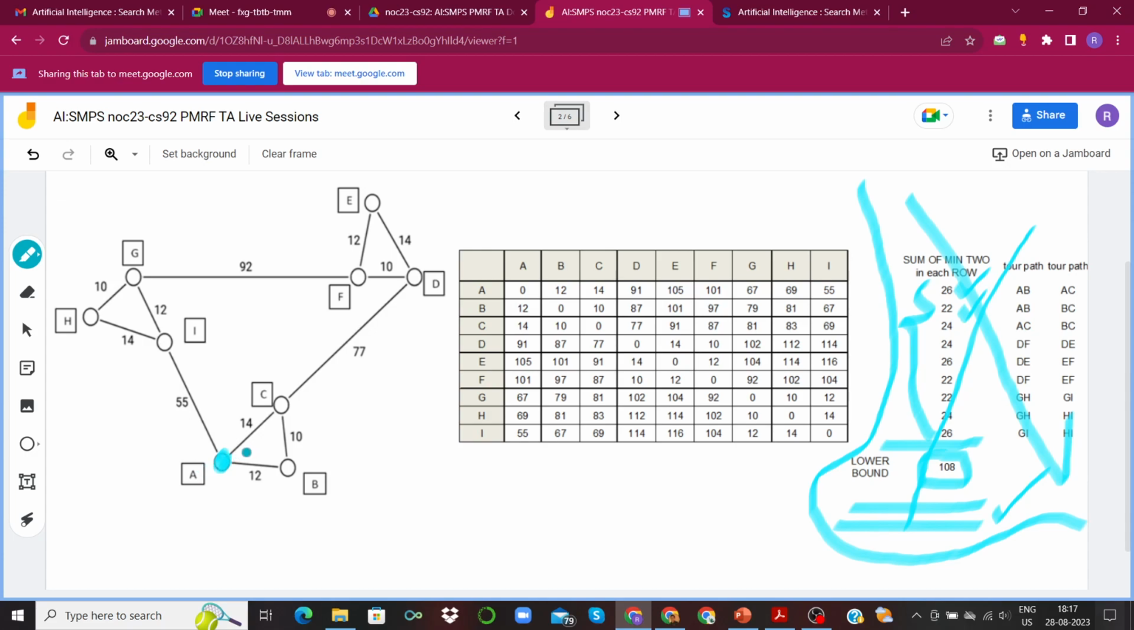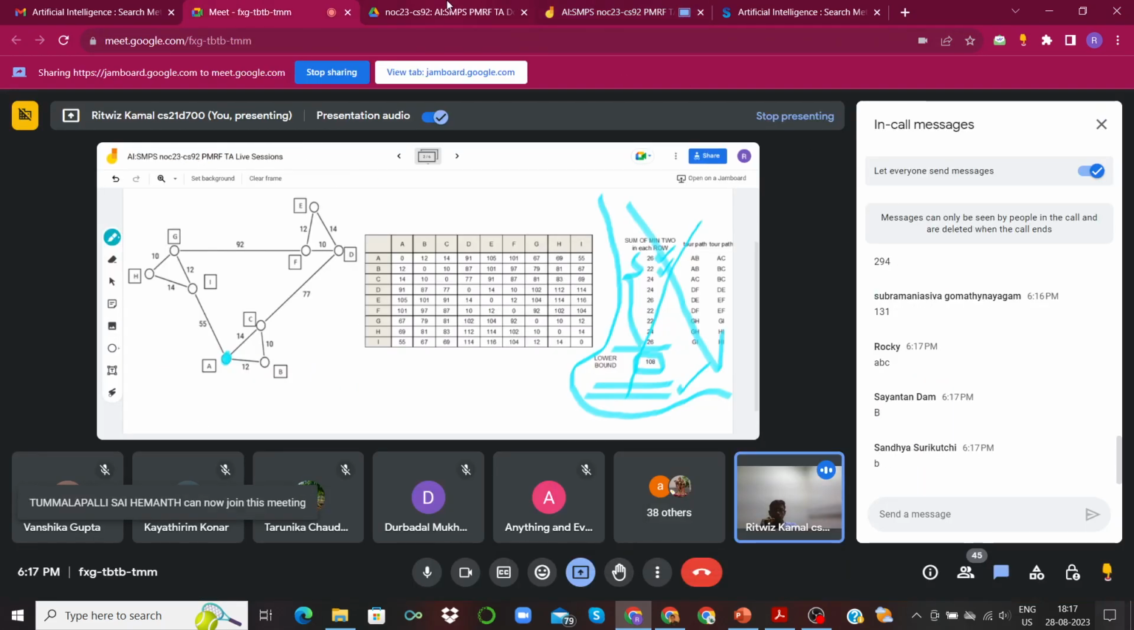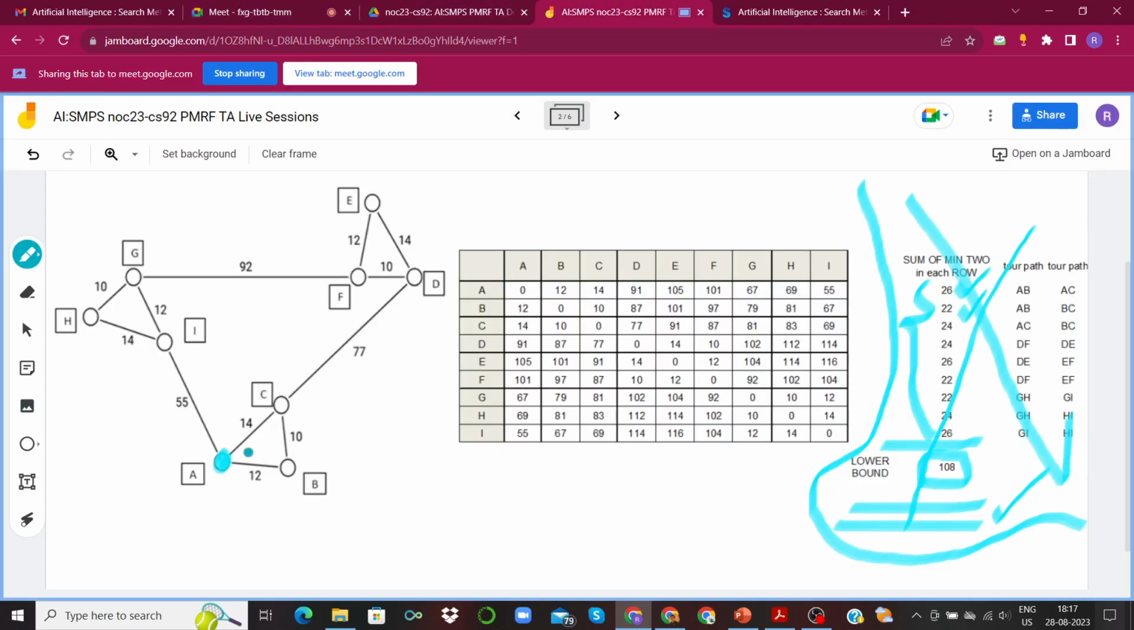What do you think? In order to construct an optimal tour, which node will we go to from A? Will it be this 12 cost edge from A to B, that 14 cost edge from A to C, or the 55 cost edge from A to I? B, yeah, right. We'll go from A to B, fine. So we went from A to B and added cost 12 to our tour.